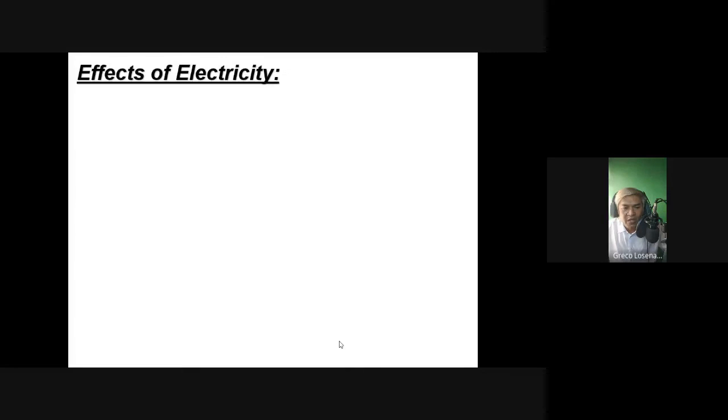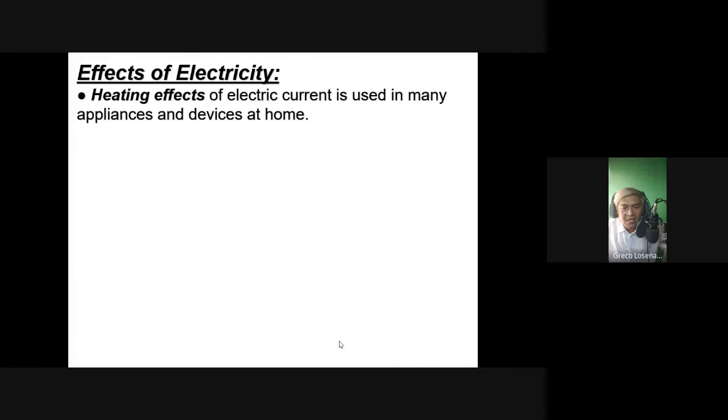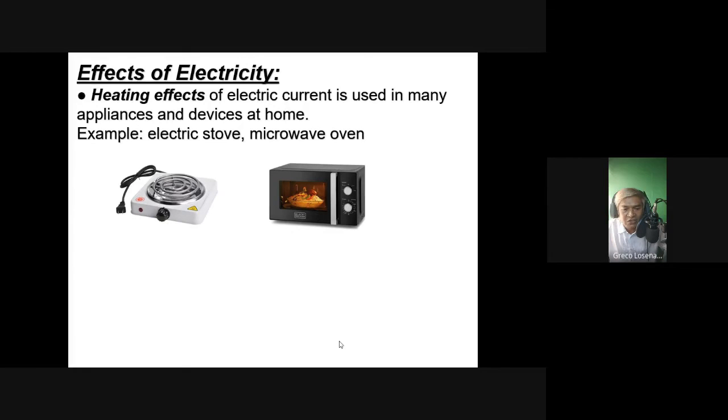Then let's proceed now with the effects of electricity. First one is heating effects. The heating effect of electric current is used in many appliances and devices at home, just like here we have an electric stove and a microwave oven. Can you name other appliances or devices at home that use electricity to produce heat? Okay, you are correct. Very good.